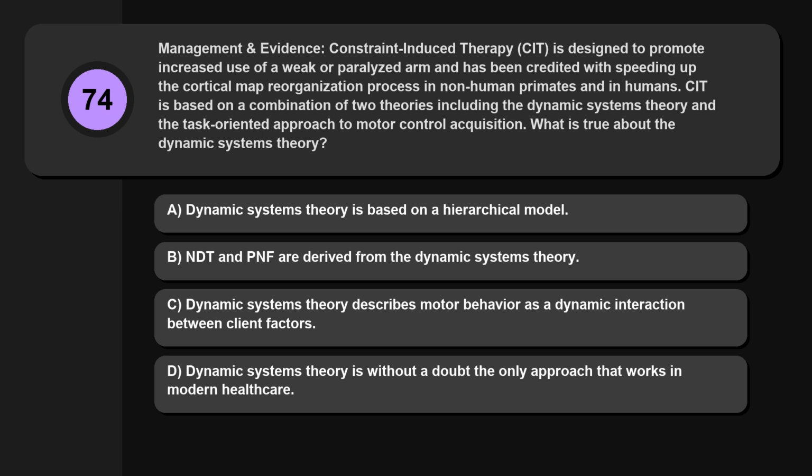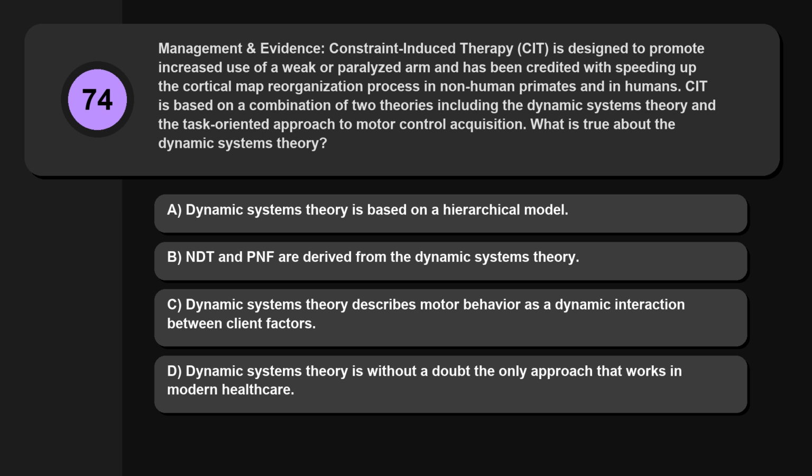Question 74. Management and evidence. Constraint-induced therapy, CIT, is designed to promote increased use of a weak or paralyzed arm and has been credited with speeding up the cortical map reorganization process in non-human primates and in humans. CIT is based on a combination of two theories, including the dynamic systems theory and the task-oriented approach to motor control acquisition. What is true about the dynamic systems theory?